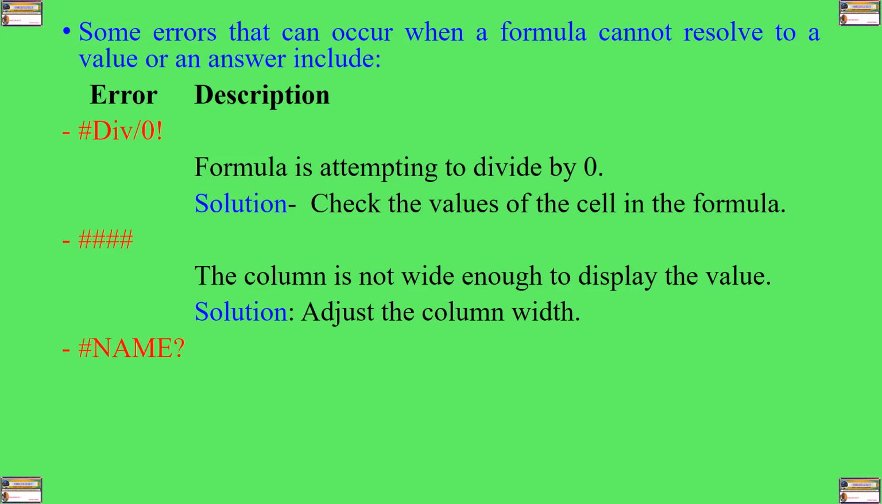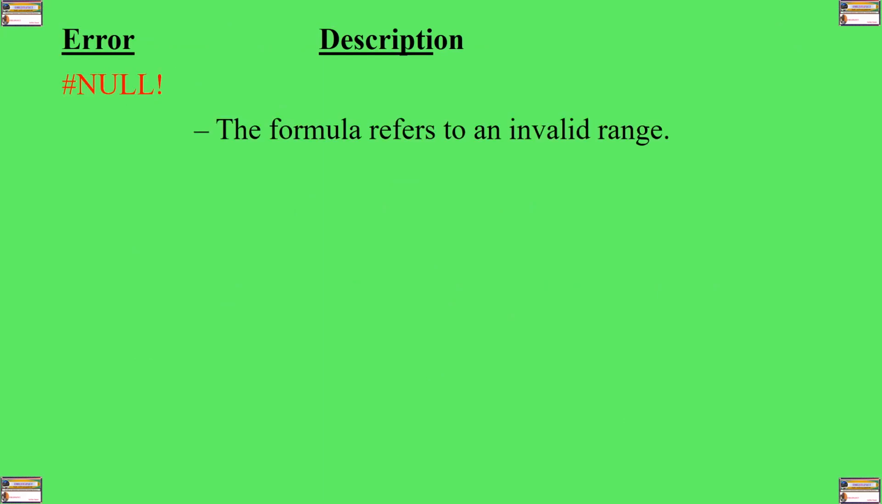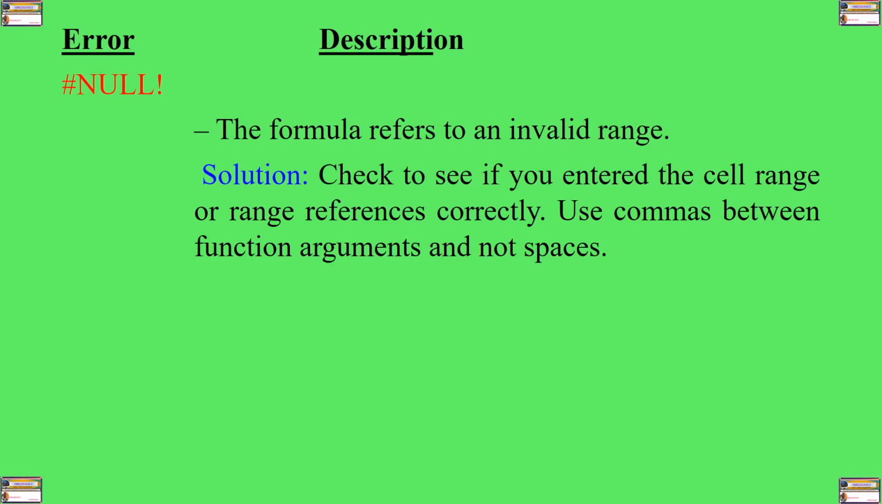And therefore, for you to eliminate this kind of an error, you have to adjust your column. You may also have such an error, hash name with a question mark. It means that Excel does not recognize text in a formula. So the solution is check the spellings of your function or check that a name exists. If you have this kind of an error, it simply means that the formula is referring to an invalid range. The solution to this kind of a problem is to check to see if you entered the cell range or range references correctly. You use commas between function arguments and not spaces.